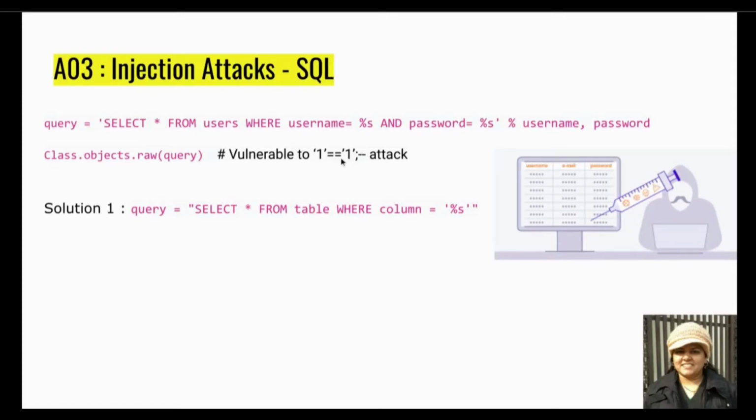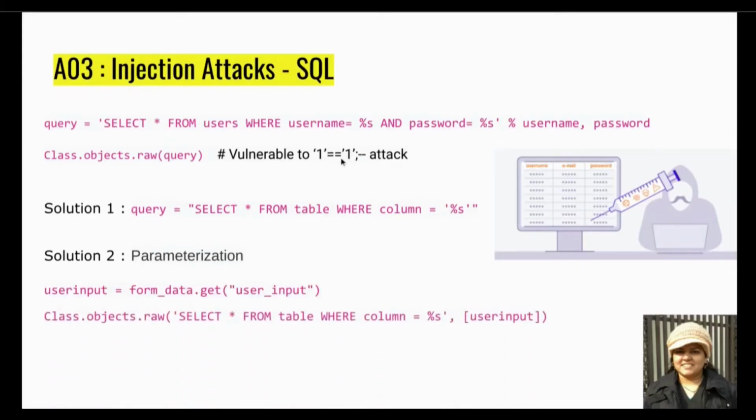The second solution that we have is parameterization in Django via query set and other built-in ORM functions, or any other framework that can use parameterization. It protects against SQL injection by converting any potentially unsafe input into a safe form, like a string, that will not be treated and executed as code. For example, here we have taken the user input and then we are using it in the query set class.